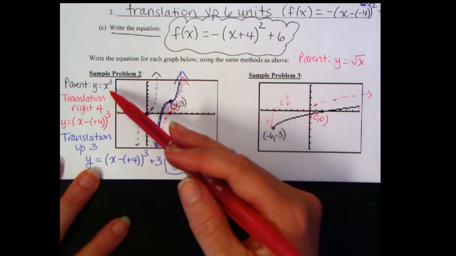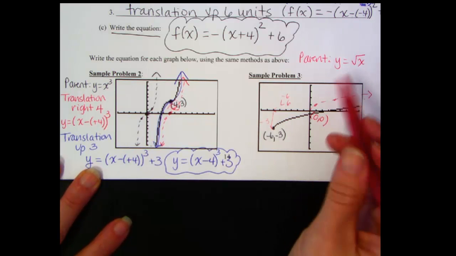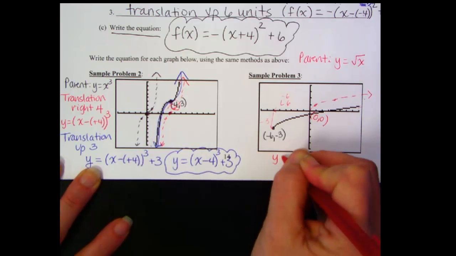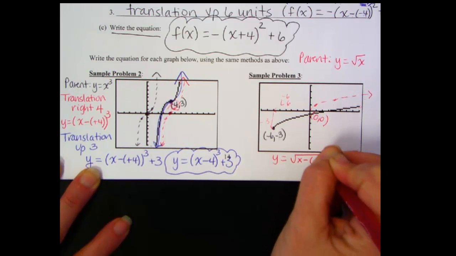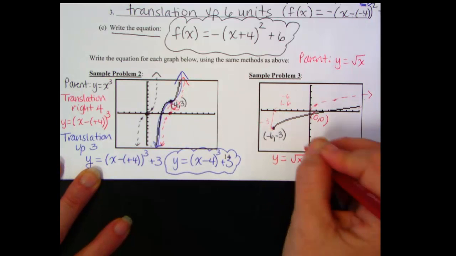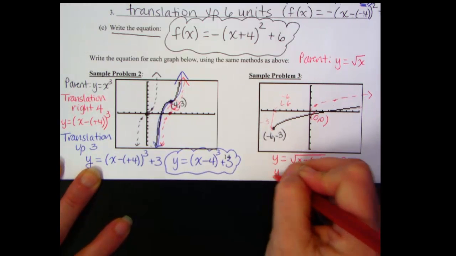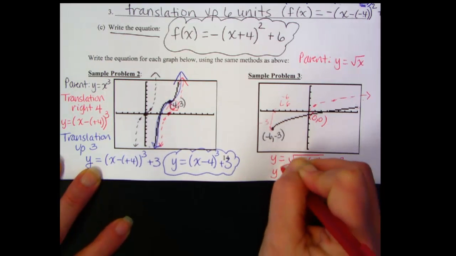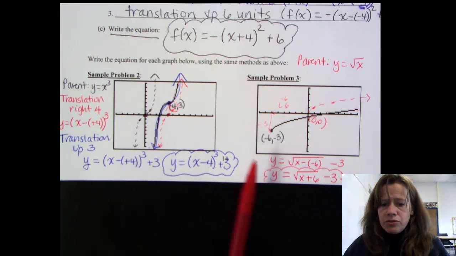If you aren't ready for that, that's okay. Break it into individual parts. This is just a little bit of a quicker way of doing things. So the left 6 stays inside my grouping symbols. So I'll have y equals the square root of x minus negative 6. Left 6, negative 6. Down 3 units outside of my grouping symbol, minus 3. And then we clean that up. Y equals the square root of x plus 6 minus 3. And that's it.